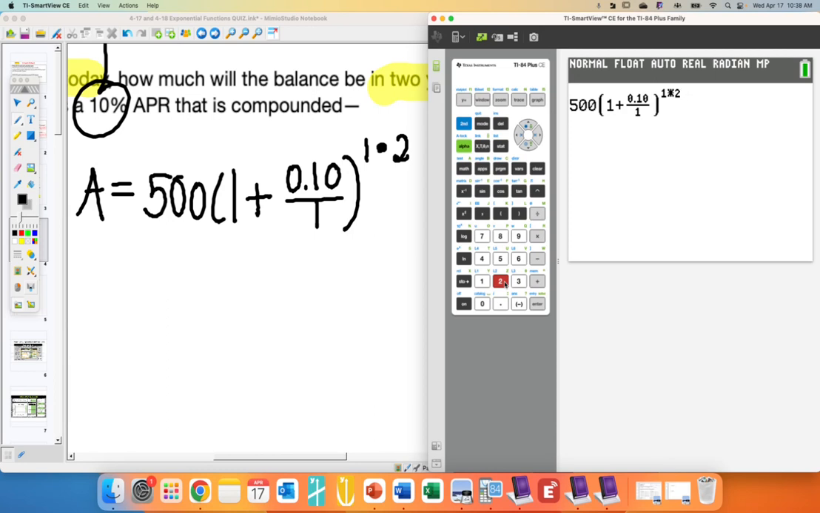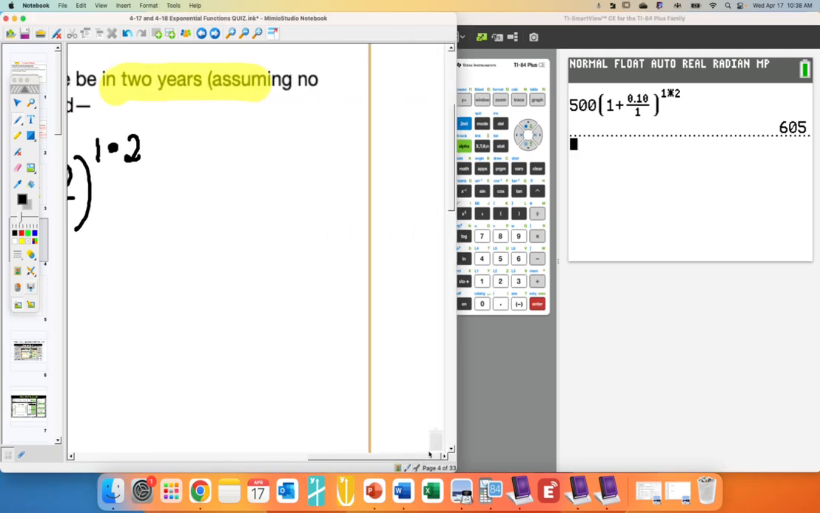To those of you who have the version typed out, press enter. How much money is it going to charge y'all? 605. There you go. Your balance will be 605 even.